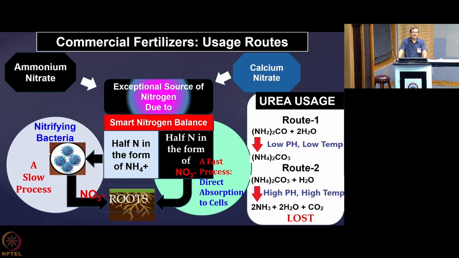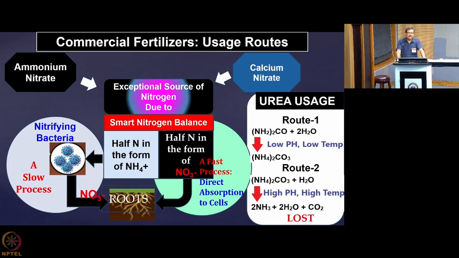Now ammonium nitrate and calcium nitrate are exceptional sources of nitrogen because they have a smart nitrogen balance. Take ammonium nitrate: what you are giving is half ammonium ion and half nitrate. This nitrate is readily usable. That is a very fast process and can be directly absorbed by the plant.